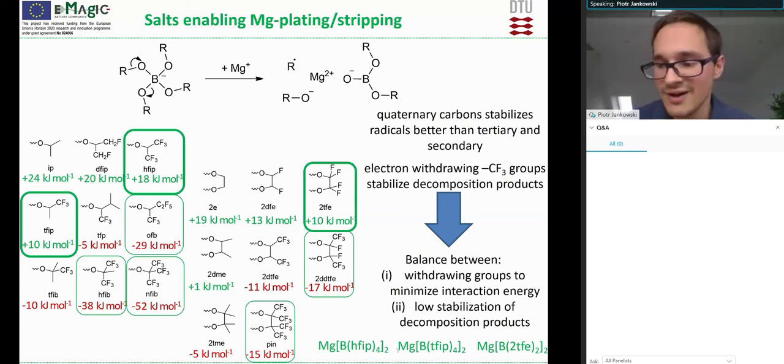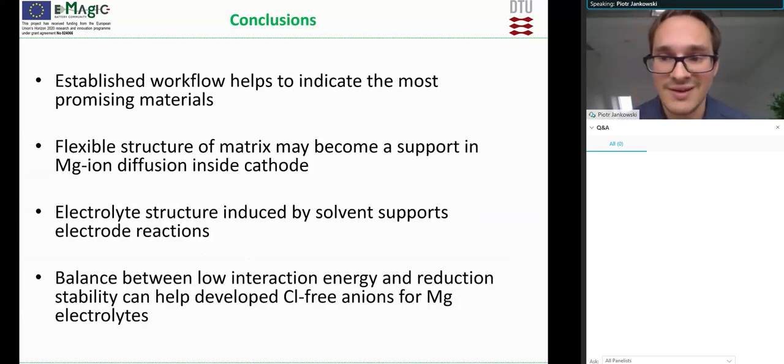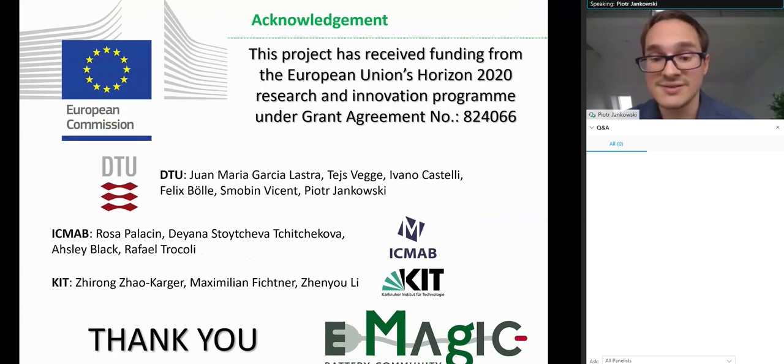So here I have a conclusion for each of the parts, but I think I don't have time. I just hope I managed to show you that DFT calculation can be really useful for the development of battery materials, both by screening and by providing some understanding of already seen results.